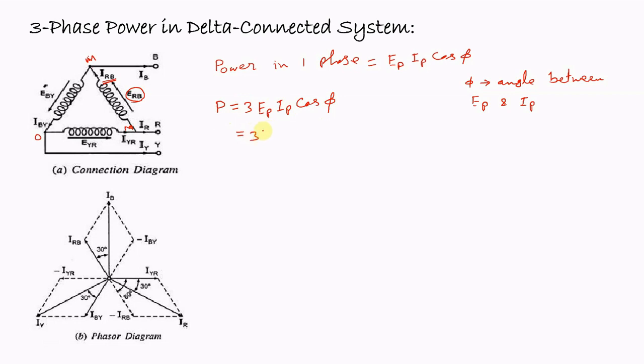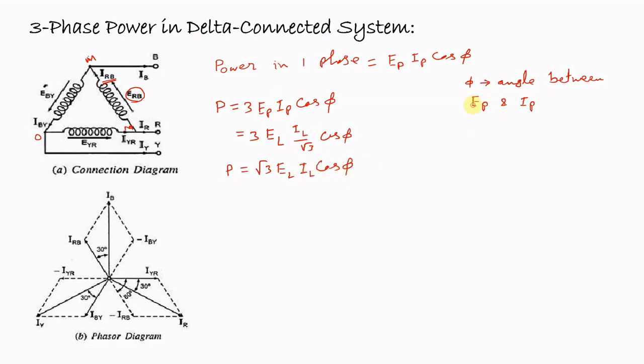We have already seen that for a delta connected system, the line voltage is equal to phase voltage. So instead of E phase, we can write EL, where IL is equal to root 3 times I phase. So instead of I phase, we can write IL by root 3 into cos phi. So the active power can also be represented by the formula root 3 EL IL cos phi.